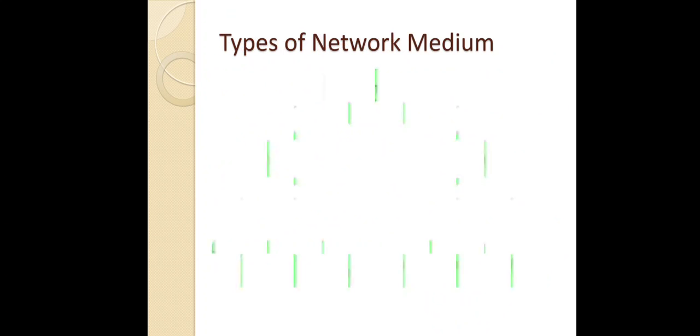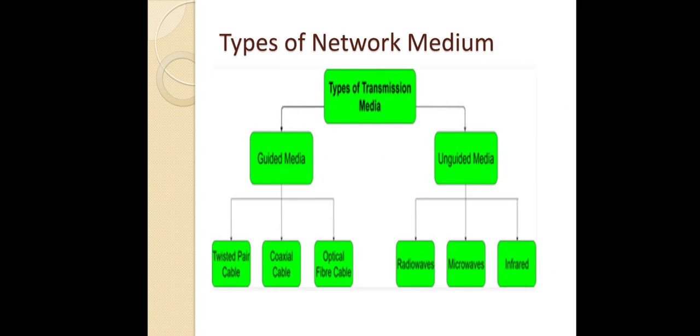As we see here in the diagram, the basic types of network medium are guided medium and unguided medium. In guided medium, we have twisted pair cable, coaxial cable, and optical fiber. Whereas in unguided medium, we have radio waves, microwaves, and infrared. First, we will discuss the guided medium. After that, we will discuss the unguided medium.